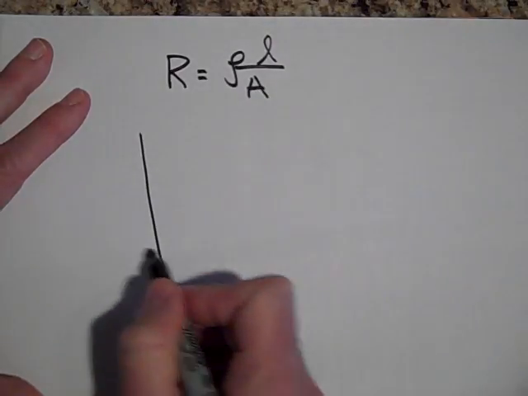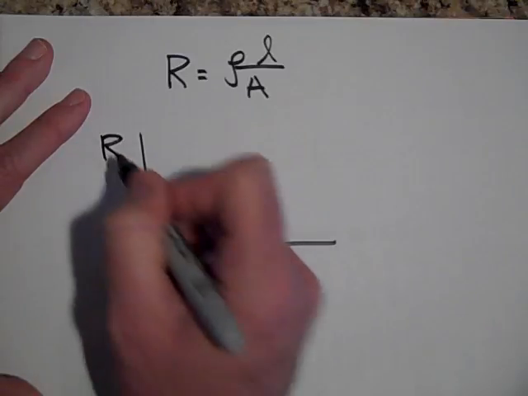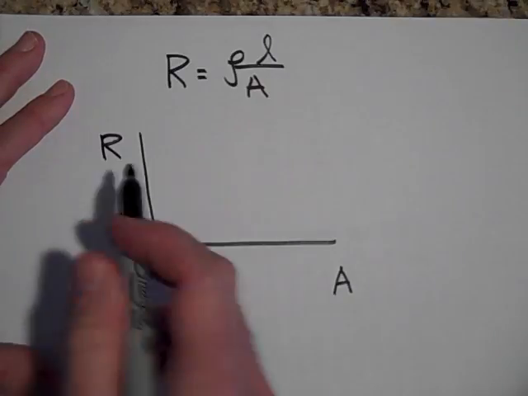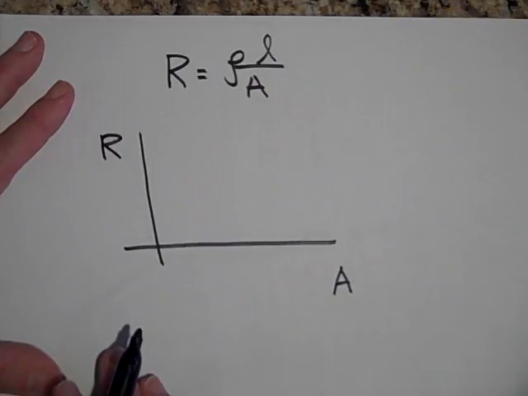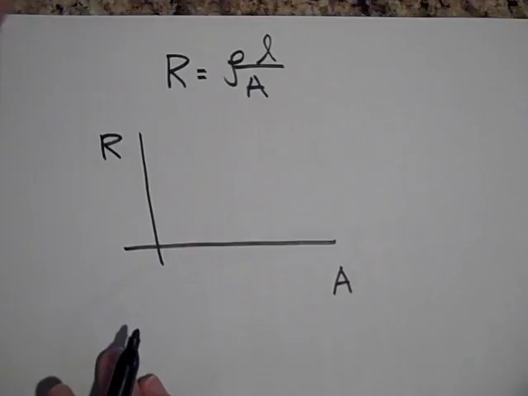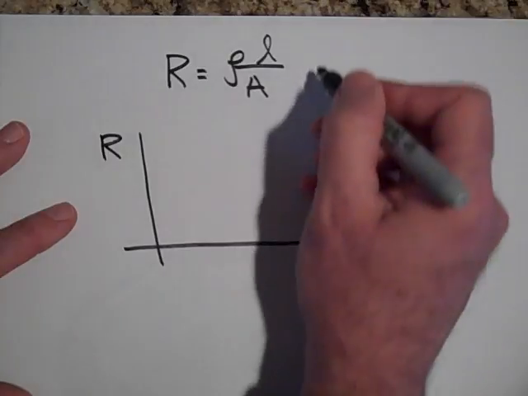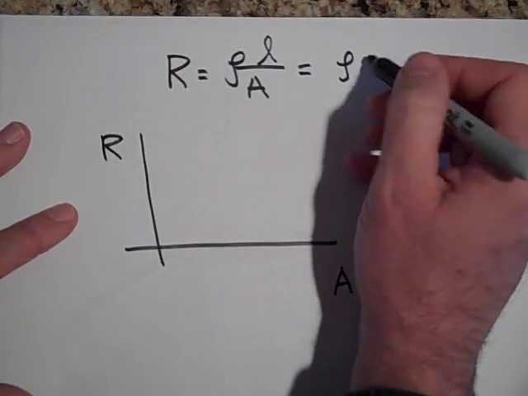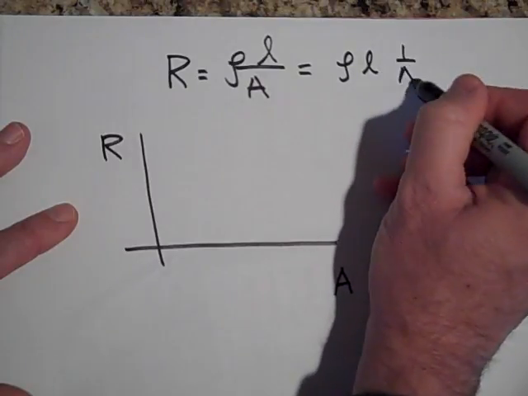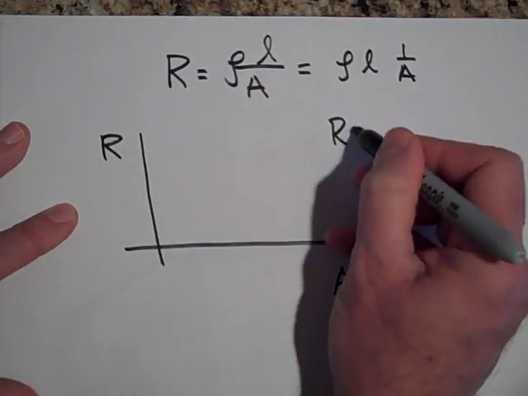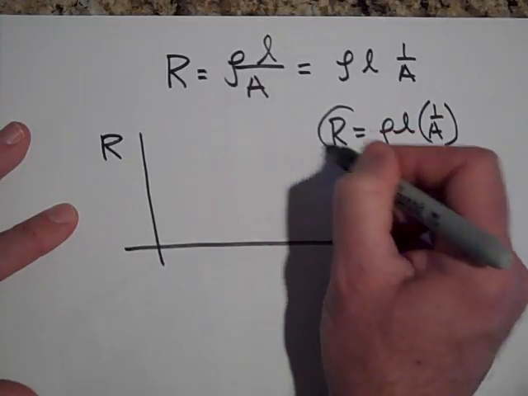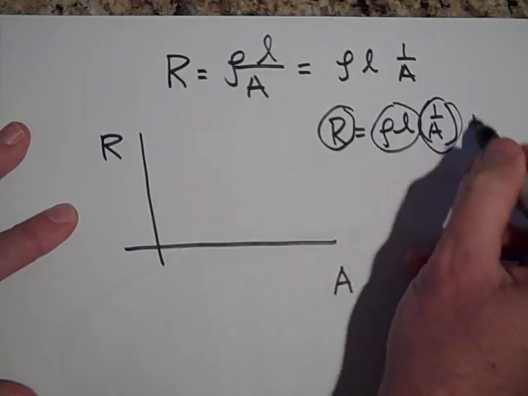So if I were to plot, say, resistance versus A, that's not going to get it done. That's not going to be a straight line. So you can't get the slope of a line that's not straight. It doesn't have a constant slope. So rather, I'll rearrange this to look like this. This is the same thing as rho times L times 1 over A. So if I write that as R equals rho L times 1 over A, do you see how this is y equals mx plus b?